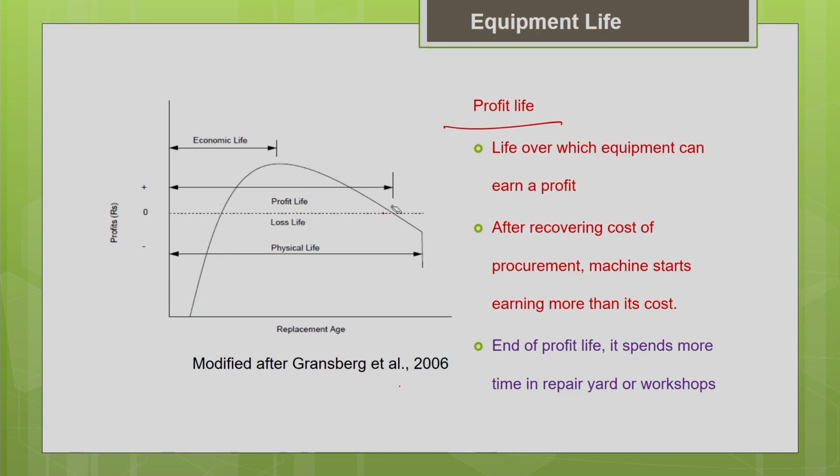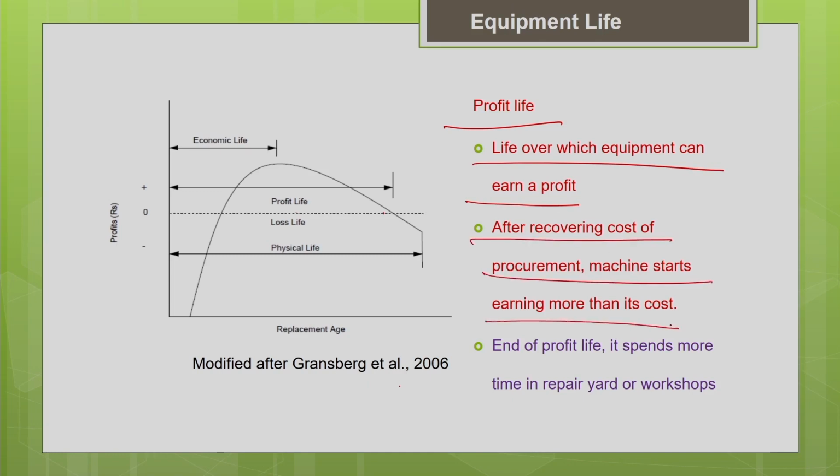So profit life is nothing but the life over which an equipment can earn a profit. As I told you, after recovering the cost of its purchase, the machine starts earning more than its cost. That means it has entered into the profit zone. At the end of the profit life, you can see it spends more time in the repair yard. That means it will enter into the loss zone. So before that, it is better to replace the old machine with the new machine.